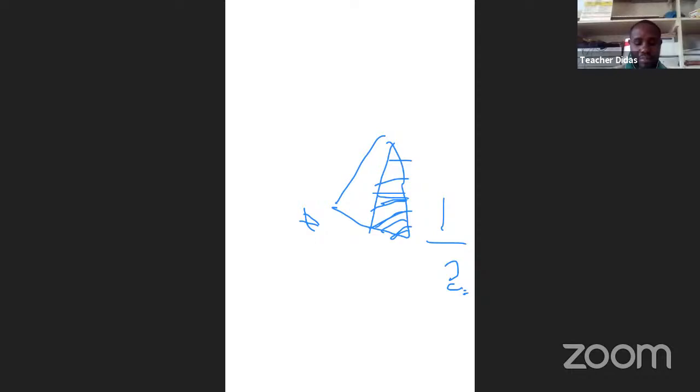Done. Okay. What is that fraction called? A half. Okay. Now write the word a half there. Half.